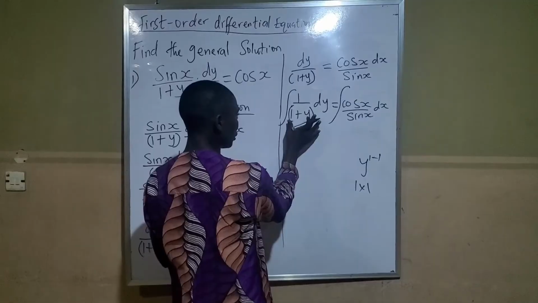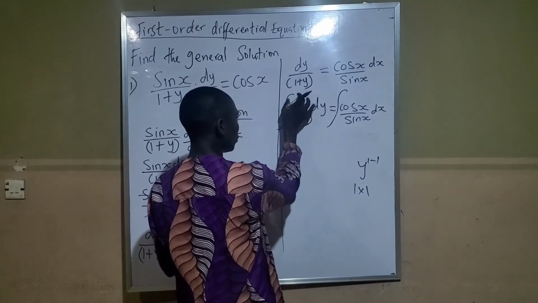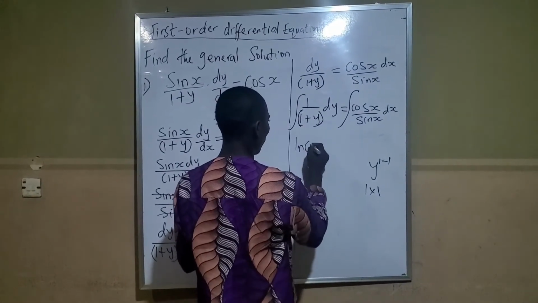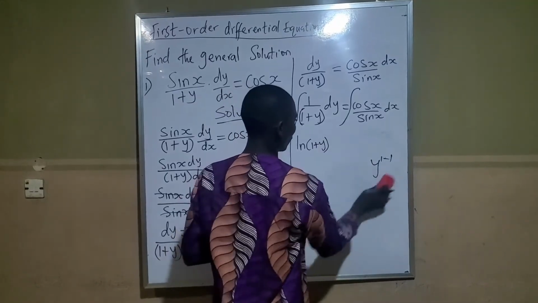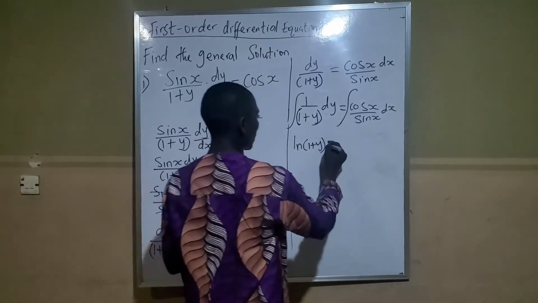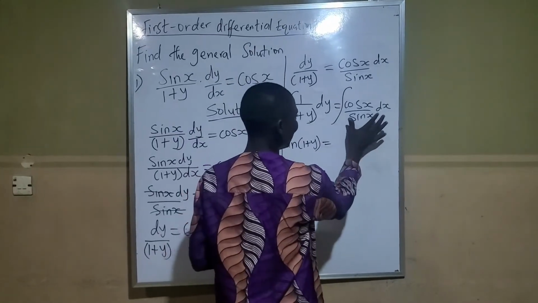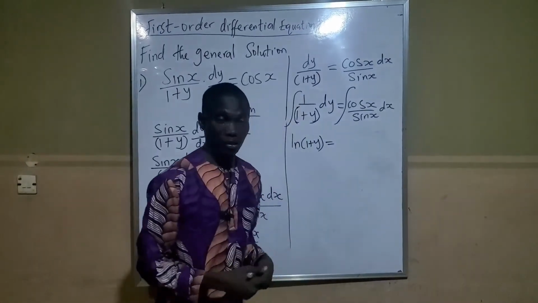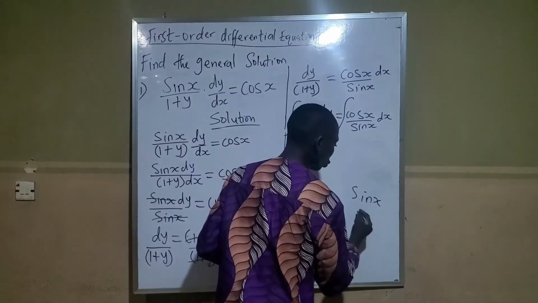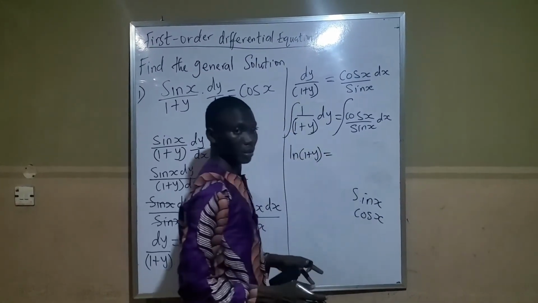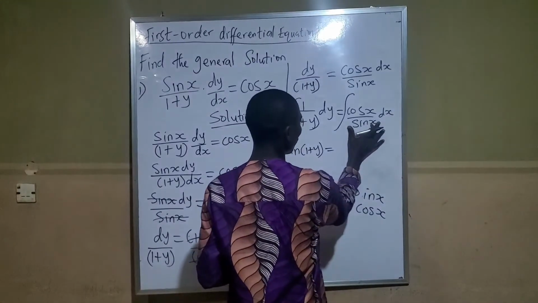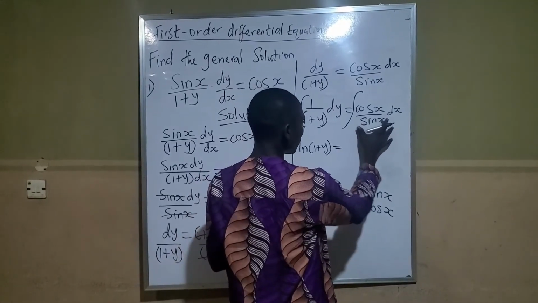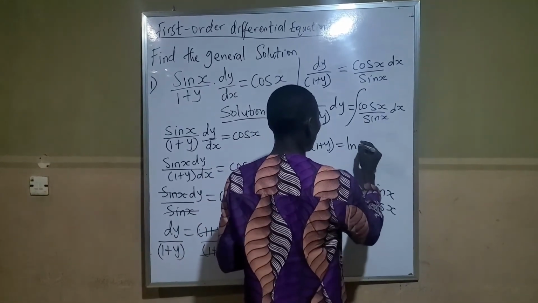If you have noticed that the differentiation of the denominator equals the numerator, then you take the ln of the denominator, which is ln of 1 plus y. Let's look at the right hand side. Whenever you differentiate the denominator here, it gives you the numerator. Whenever you differentiate sin x, it surely gives you cos x. So you also take the ln of the denominator, which is ln of sin x.